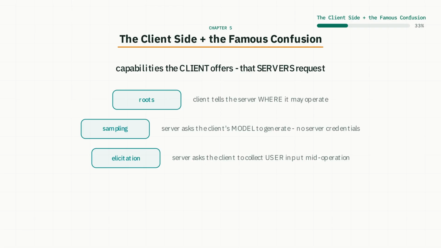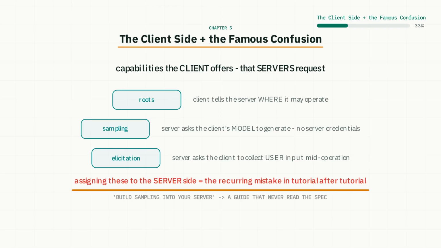Elicitation. A server may ask the client to collect additional input from the user mid-operation. Notice the direction. These are things the client provides that servers request. Assigning them to the server side is the recurring mistake in tutorial after tutorial, and if you hear someone describe building sampling into their server as a server feature, you've found a guide that never read the spec.